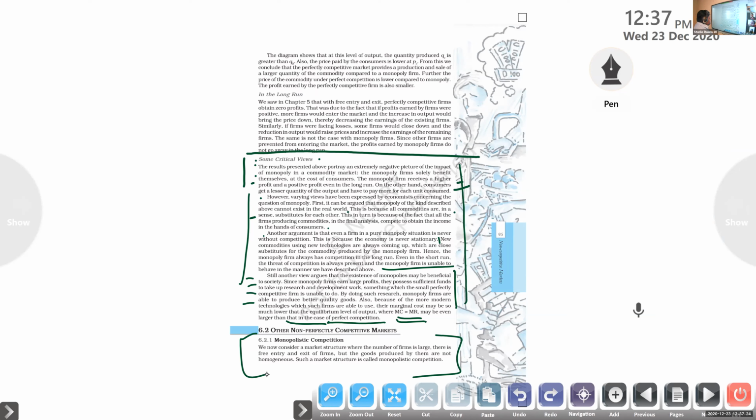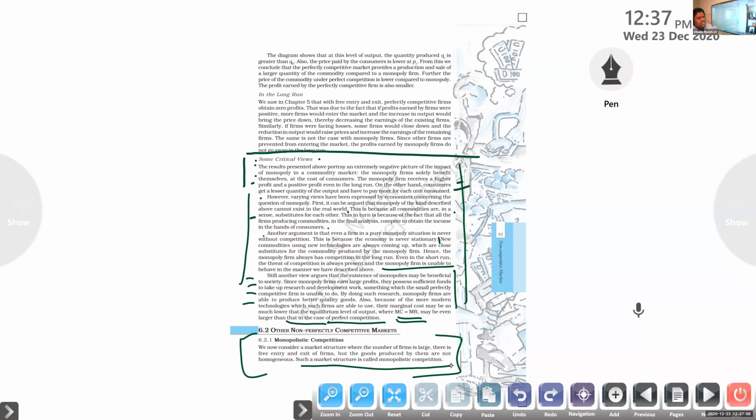Clear? Free entry and exit of firms also. But the goods produced by them are not homogeneous. They are not producing the same product. They are producing different products. Not homogeneous, which means heterogeneous products they are producing. Clear? The products are not homogeneous. Number of firms are there in the market, but the products they are producing are heterogeneous products. Different products. Such a market structure is called monopolistic competition.